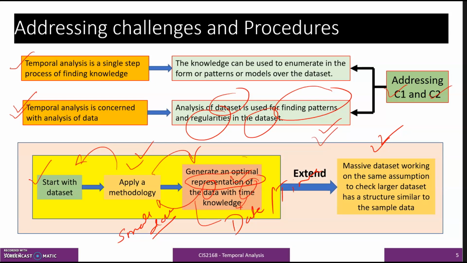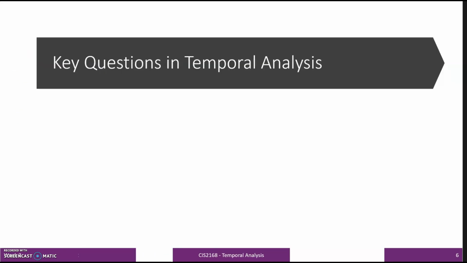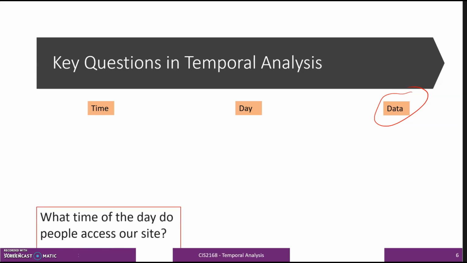So this is the overall procedure for applying temporal analysis. It is a 4-step process: step number 1, step number 2, step number 3, and then if it is working successfully for a small data set, extend it for the large volume of data set. Three key questions I have given in the next slide. If you want to perform temporal analysis, then you have to have information about these three things. The first one is related to time, the second one is related to date, and the third one is related to the data item the visitor is looking for.